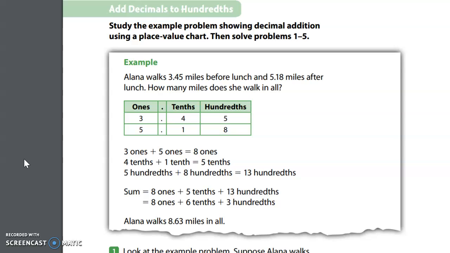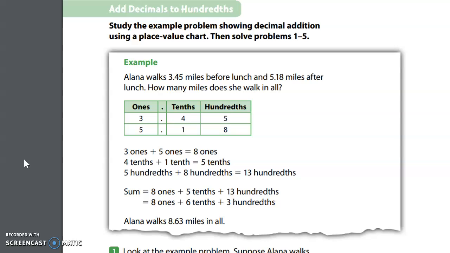So they set up a place value chart with a ones place, a tenths place, and a hundredths place. And they put Elena's first measurement in the boxes first. So the 3 went in the ones place, the 4 in the tenths, and the 5 in the hundredths. And then her after lunch mileage was placed in the place value boxes below that first number. So the 5 went in the ones, the 1 went in the tenths, and the 8 went in the hundredths.